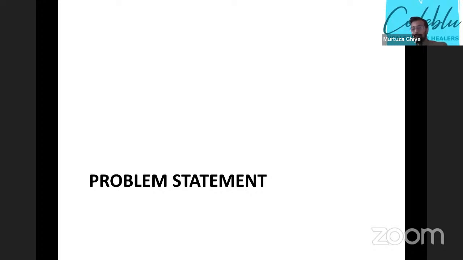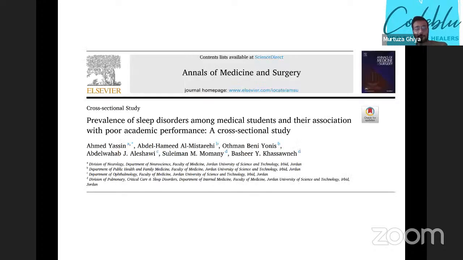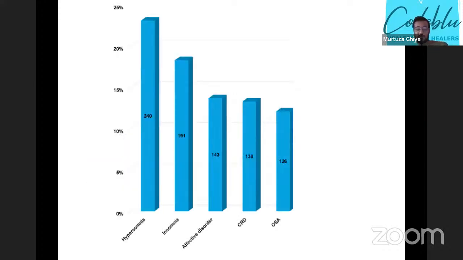So let's talk about sleeplessness, which is our real problem, first. As you can see from the Annals of Medicine and Surgery, we have this study which talks about sleep disorders amongst medical students. It's baffling to see this statistic. As you can see, hypersomnia is there in almost 25% of medical students, and insomnia is there in almost 20%. So we are actually talking about 1 in every 4 to 1 in every 5 medical students having some form of sleep disorder. These numbers are staggering.